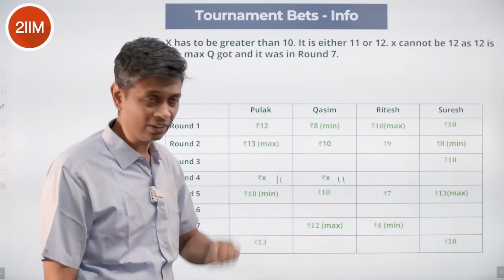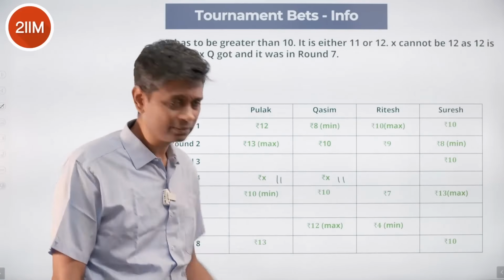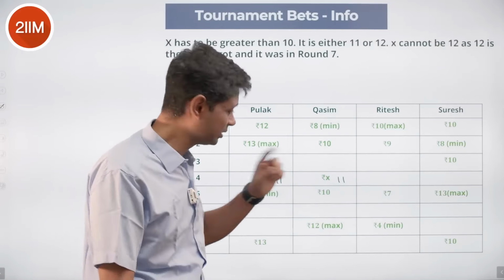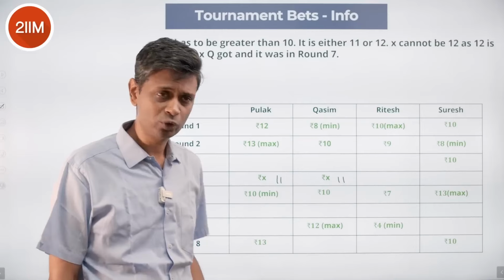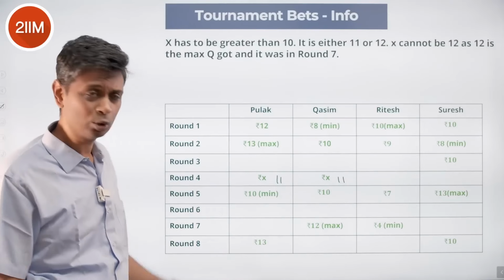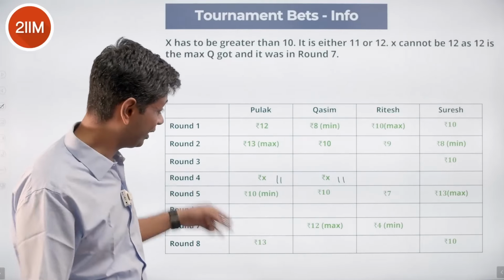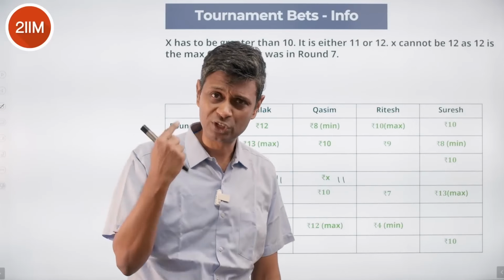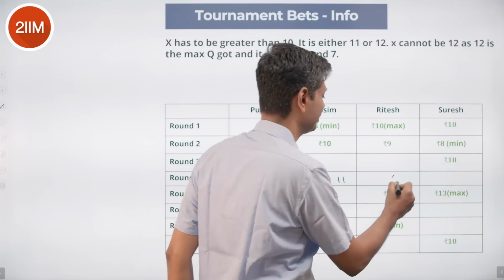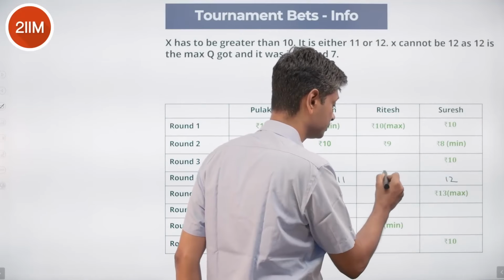From 11, 11, we've gone to 10, 10. Both these fellows have lost. 11 became 10, 11 became 10. So in round 5, both lost. That means in round 5, these two fellows should have won. And they should have won 1 rupee, 1 rupee each. Or this is 6, this is 12.